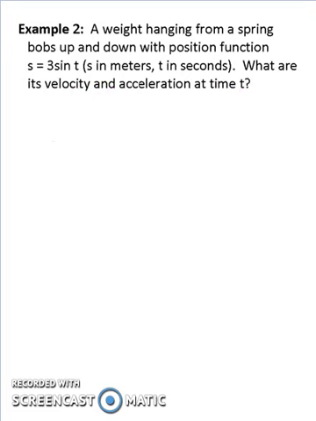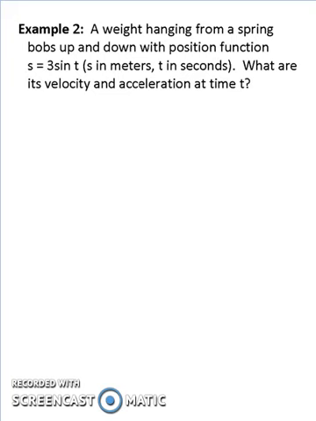So let's look at an example of where we can apply this. Here we've got a weight that's hanging from a spring, bobbing up and down like in your physics class. The position function for this weight is s equals 3 sine of t, where s is in meters and t is in seconds. What are the velocity and the acceleration at time t?